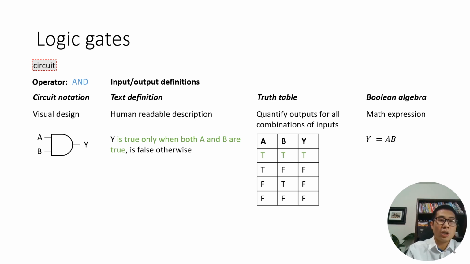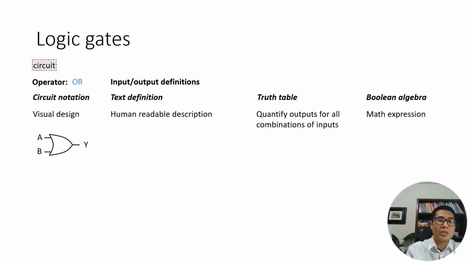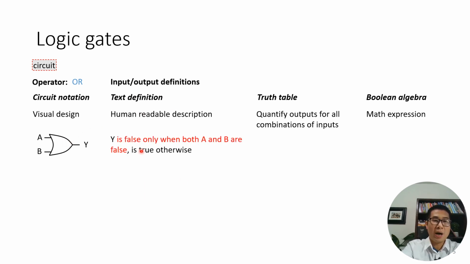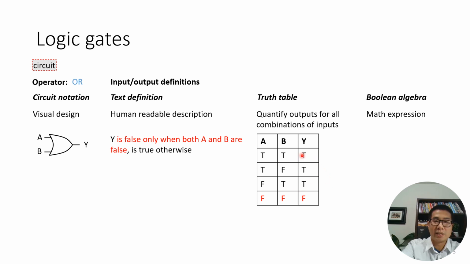Now, the next logic gate that we learn implements the OR logical operator. Its visual notation is like this. In human specification, Y is false only when both A and B are false. It's true otherwise. So its input-output truth table specification is going to be like this.